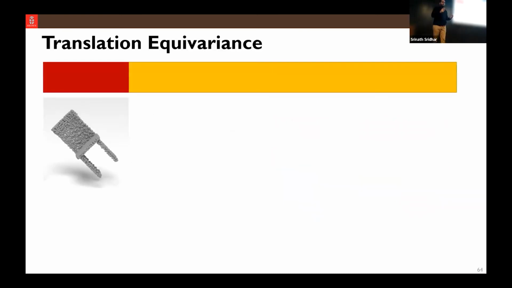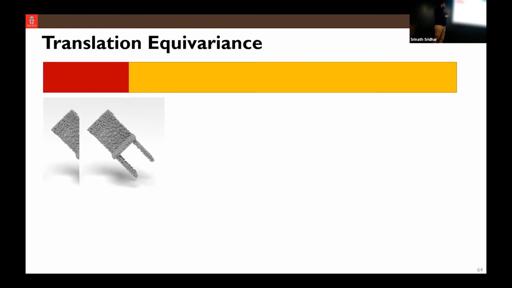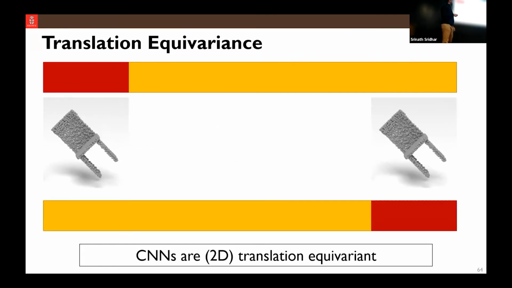And then finally, the third ingredient that we need is translation equivariance. So if you have a shape that is in a certain location, we translate that to a different location, we extract features, we want those features to be translation equivariant. The best example of this are 2D convolutional neural networks, which are translation equivariant.